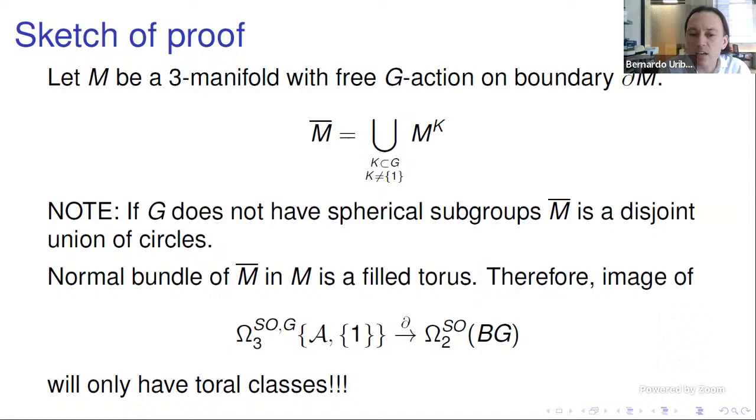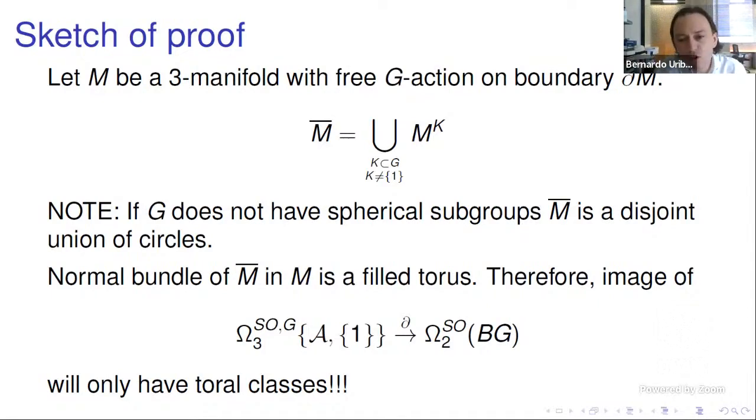One easy case is a group of odd rank or odd size, because all the spherical subgroups are of even dimension. And the idea is that you take this fixed point data, and then if you don't have these spherical subgroups, then this fixed point locus is a disjoint union of circles. And that's the key point. It's a disjoint union of circles. They might be embedded into one another.